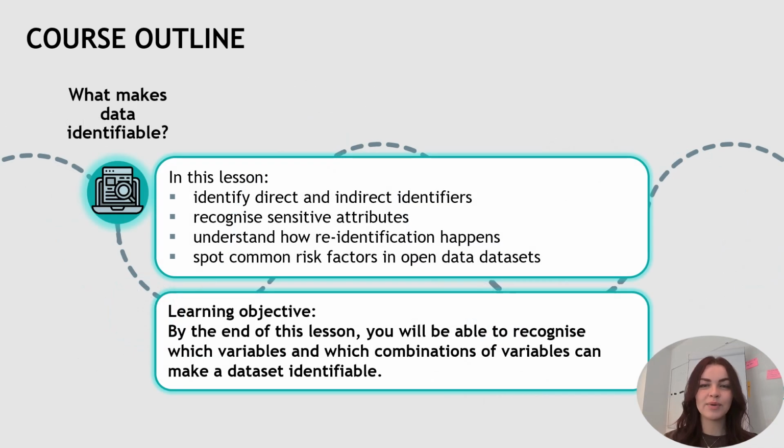At this point in the course, we move from general concepts to a more practical question. What in a dataset actually creates identifiability? This understanding is essential because later decisions about anonymization only make sense if we first recognize where the risk comes from. A useful starting point is to separate different kinds of information in a dataset.